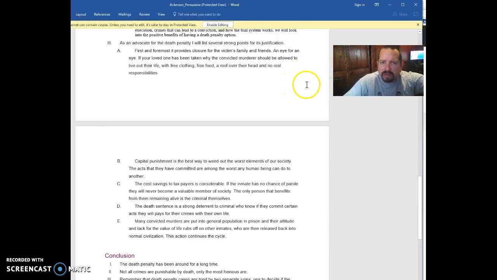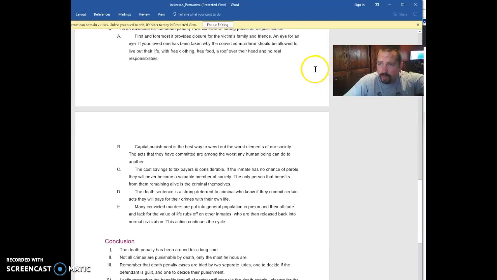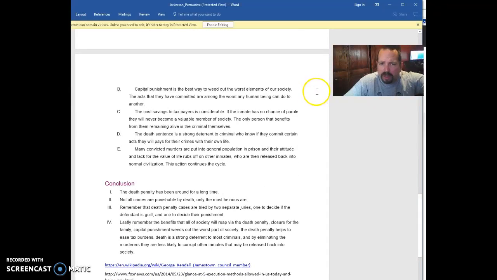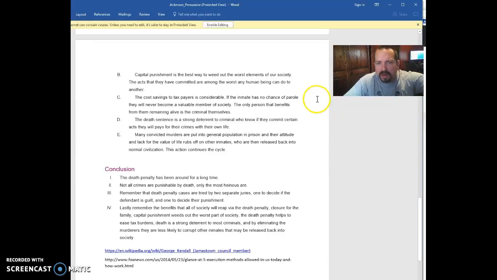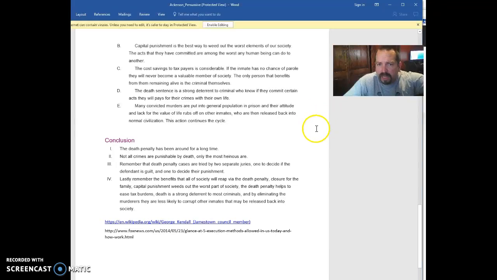If your loved one was taken, why should the convicted murderer be allowed to live out their life with free clothing, free food, and a roof over their head with no real responsibilities? Capital punishment is the best way to weed out the worst elements of our society. The acts that they have committed are among the worst any human being can do to another. The cost savings to taxpayers is considerable. If the inmate has the chance of parole, they will never become a valuable member of society. The only person that benefits from them remaining alive is the criminal themselves.